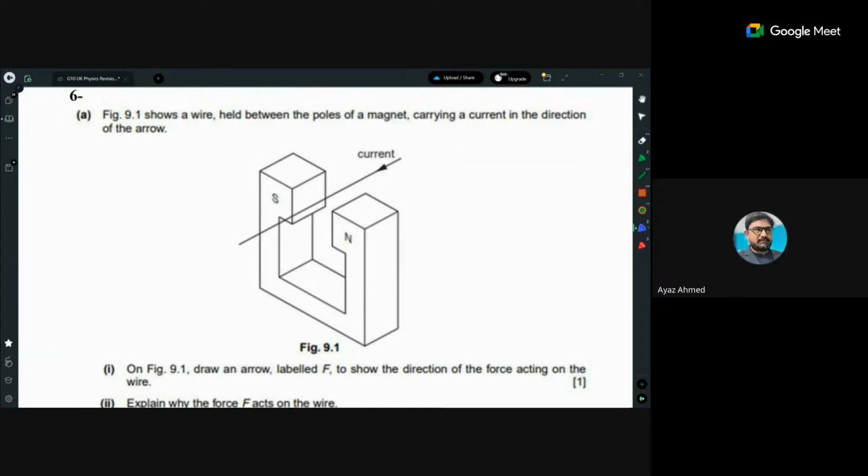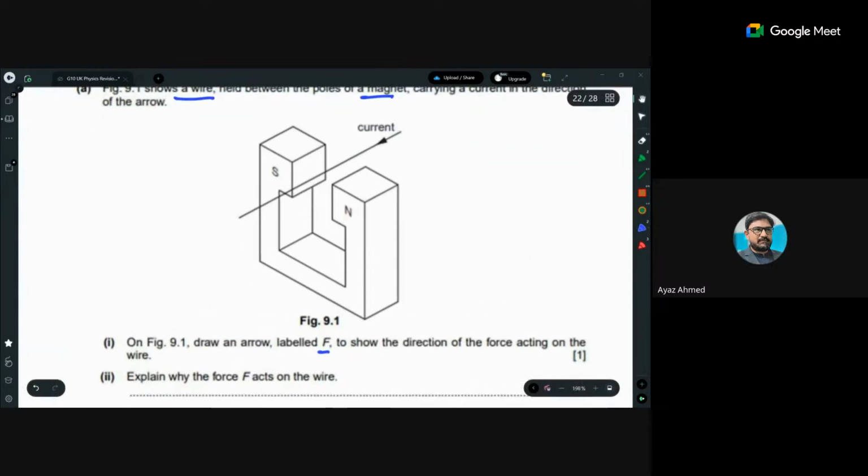Okay. Sorry. Figure 9.1 shows a wire held between the poles of a magnet, carrying current in the direction of the arrow. On figure 9.1, draw an arrow labelled F to show the direction of the force acting on the wire. Yes. What would be the direction of the force?